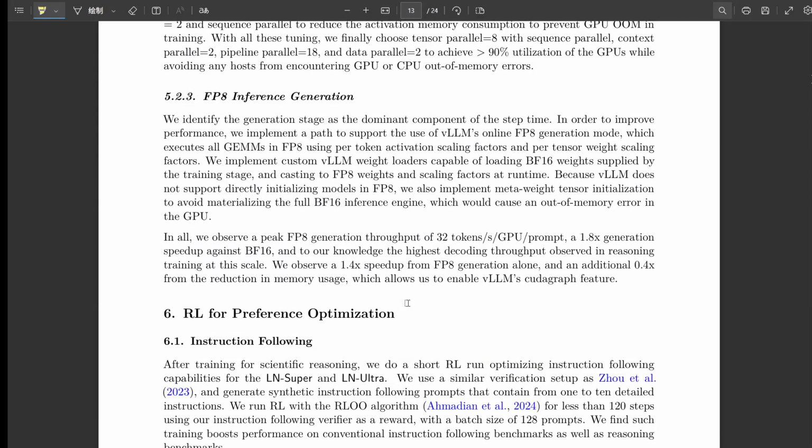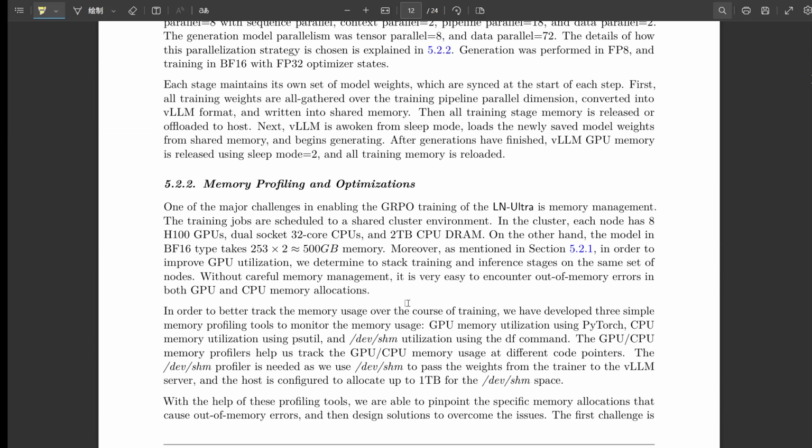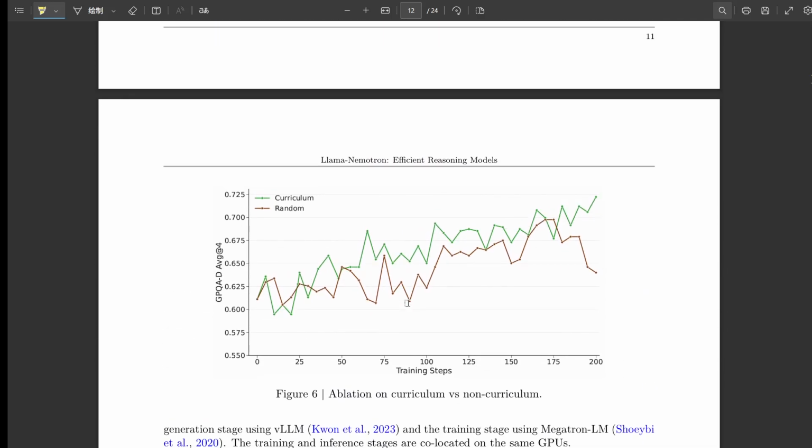They ran their NeMo Aligner toolkit for GRPO alongside vLLM for generation and Megatron-LM for training, all co-located on massive clusters, think 72 servers, each with 8 H100s. Wow. Managing memory across GPUs, CPUs, and shared memory was a huge challenge. They needed complex parallelization strategies: tensor parallelism, pipeline parallelism, data parallelism, all working together. And they even implemented FP8 inference generation during the RL loop itself, which gave them a 1.8x speedup over BF16.